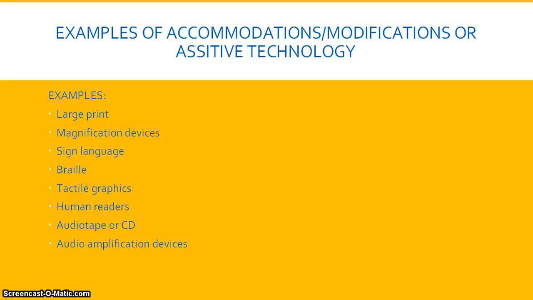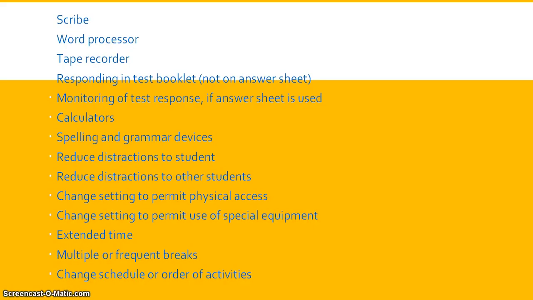Examples of accommodations, modifications, or assistive technology. Examples: large print, magnification devices, sign language, braille, tactile graphics, human readers, audio tape or CD, audio amplification devices. Scribe, word processor, tape recorder, responding in test booklet, not an answer sheet, monitoring test response. If an answer sheet is used, calculator, spelling and grammar devices, reduce distraction to student, reduce distraction to other students, change setting to permit physical access, change setting to permit use of special equipment, extended time, multiple or frequent breaks, change schedule or order of activities.